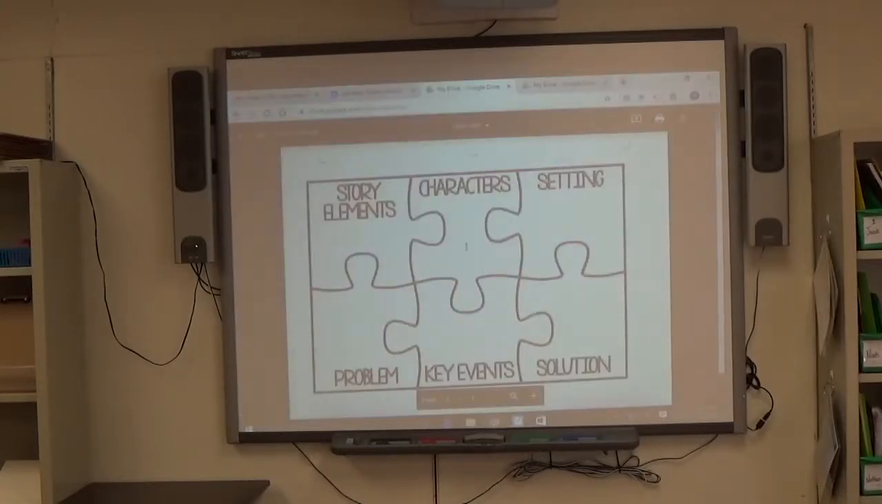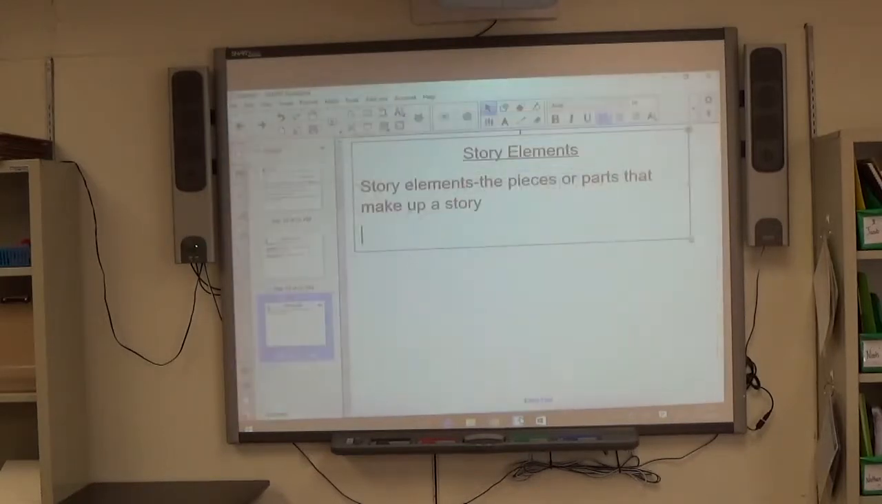Your next box, right in the middle, says characters. Well, if we think back to our previous conversation about characters, we already have a definition. Your definition for characters are the people or animals who are important to the story.